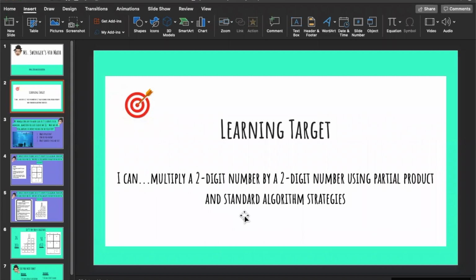Our learning target today: we need to be able to multiply a two-digit number by a two-digit number using partial product and standard algorithm strategies. The purpose of today's lesson is for you to find the strategy that works best for you. So Ms. Swinger is going to work through partial product and standard algorithm strategies, okay?